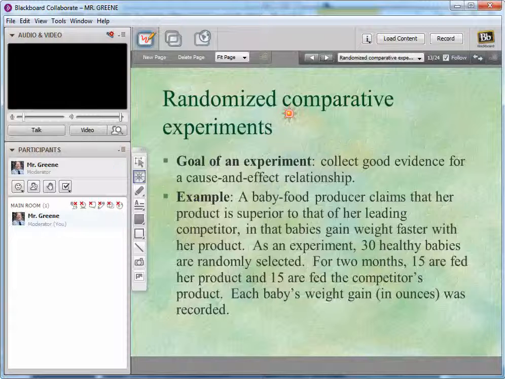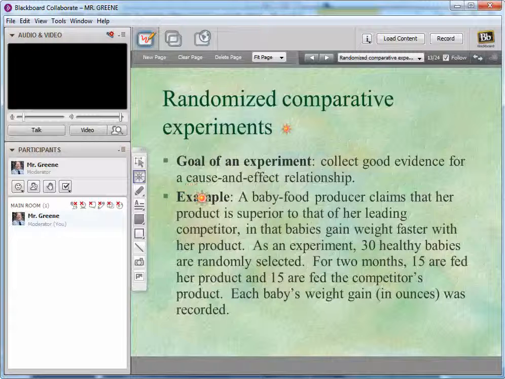Randomized comparative experiments. The goal of an experiment is to collect good evidence for a cause and effect relationship. If I randomize the variables, I have a better chance of hitting that standard, because everything will be equalized and spread out. Anything that might have been a bias one way or the other has an equal chance of being in one or the other side of an experiment.